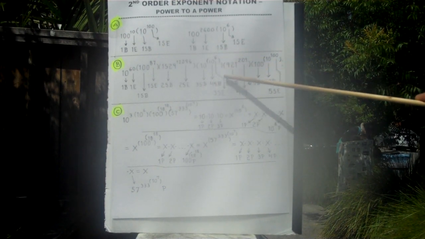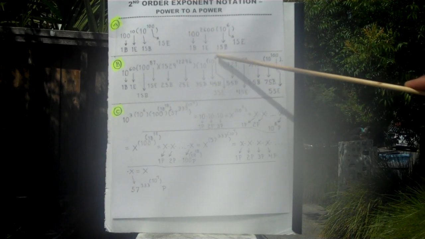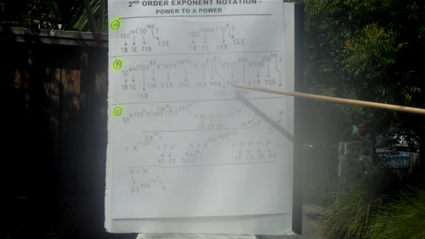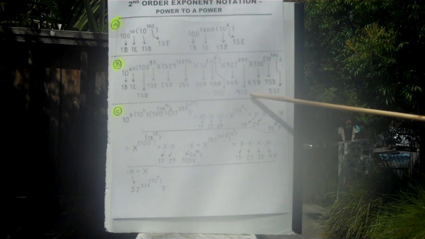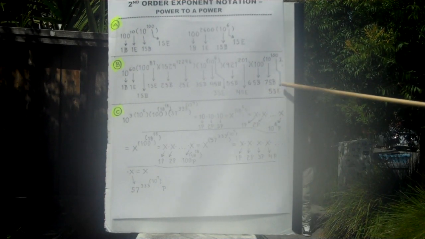This here is the fourth sub-base. This one here is the third sub-exponent. This one here is the fifth sub-base. This one here is the fourth sub-exponent. This one here is the sixth sub-base. This one here is the seventh sub-base. This one here is the fifth sub-exponent.